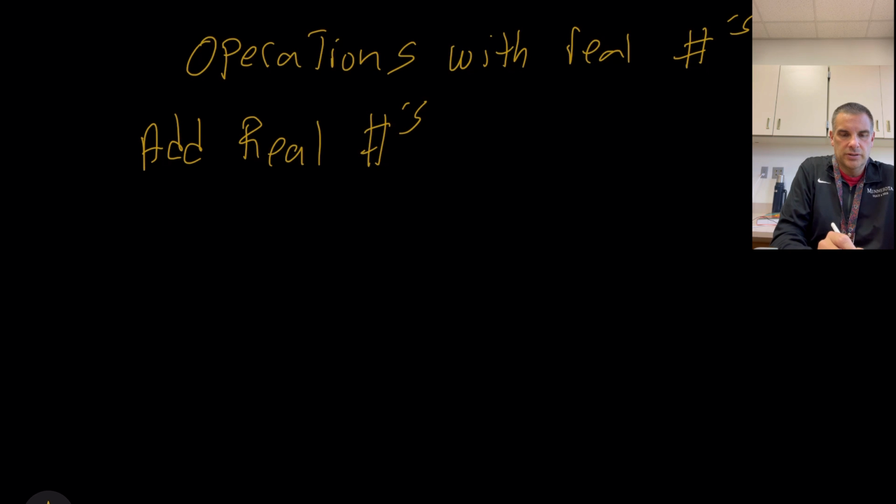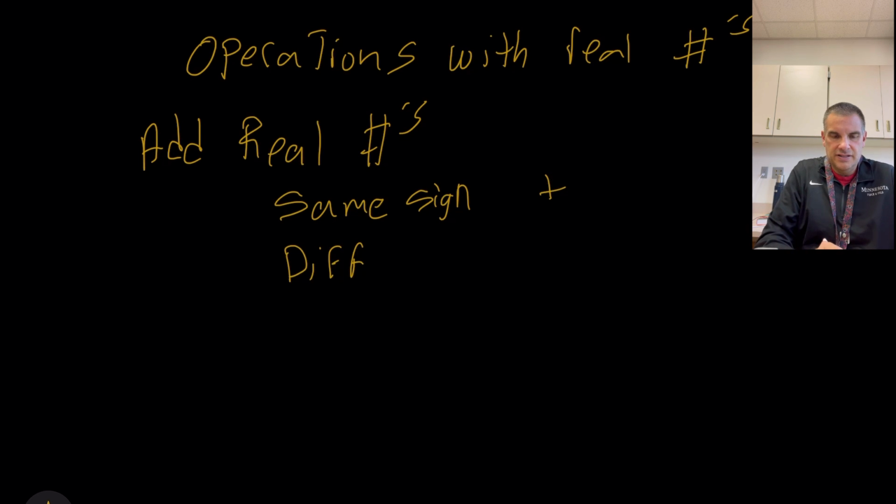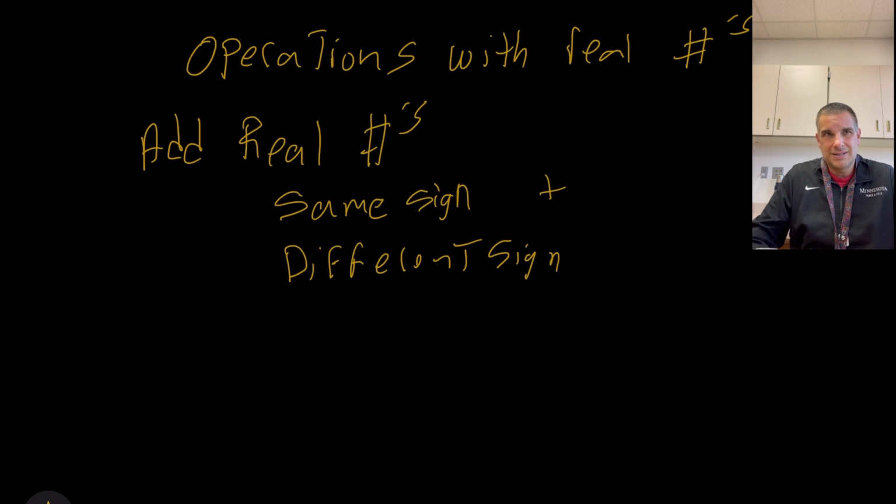How do you add real numbers? Well, you get out your calculator, I suppose. But there's 2 different ways you can do it. If they have the same sign, you're just going to add them. If they have different signs, technically speaking, you have to find the absolute value of the number and subtract the smaller from the larger. But again, you're probably going to get out your calculator anyway. I'll show you how to do it mathematically, but whatever.